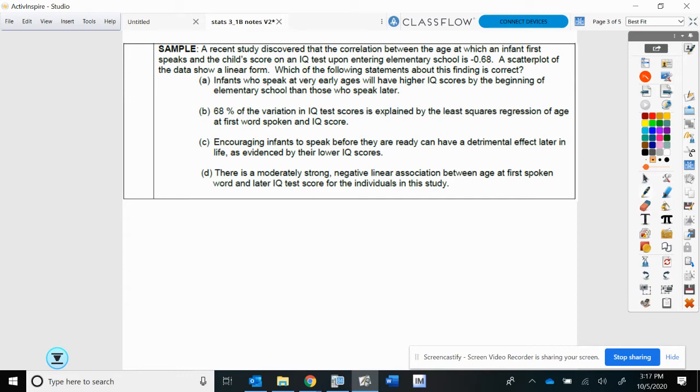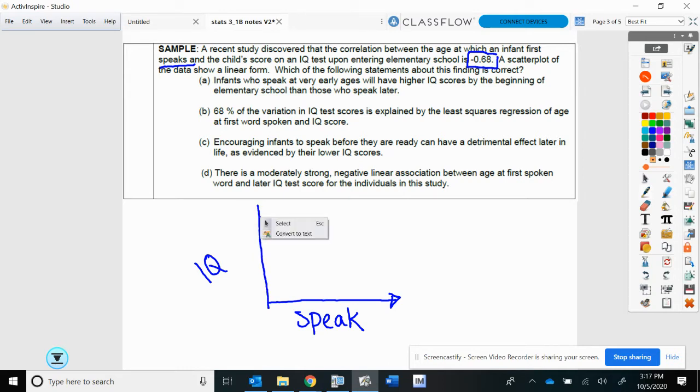So remember, it's a negative relationship. That means as the age of speaking increases, so as we move to they get older before they speak, we find that the IQ scores should be dropping. So if they speak earlier, they have a high IQ.